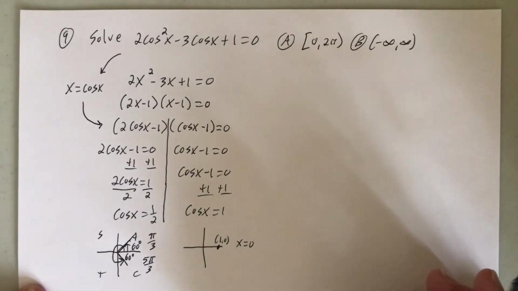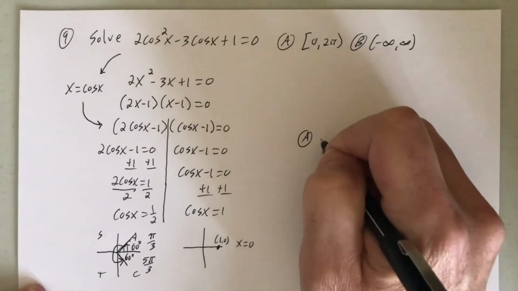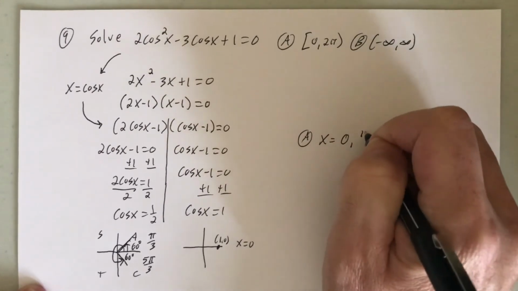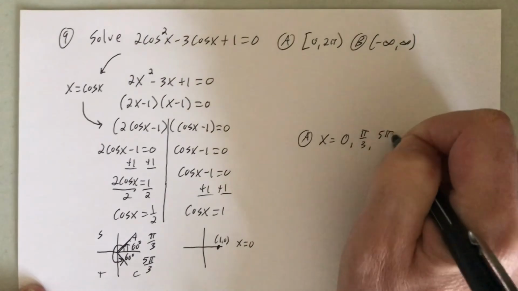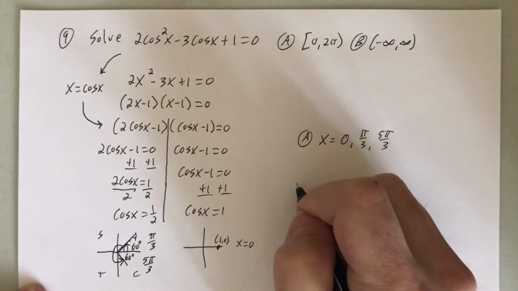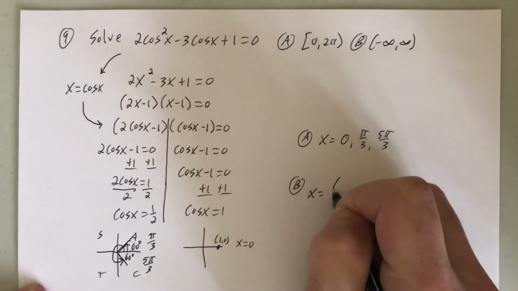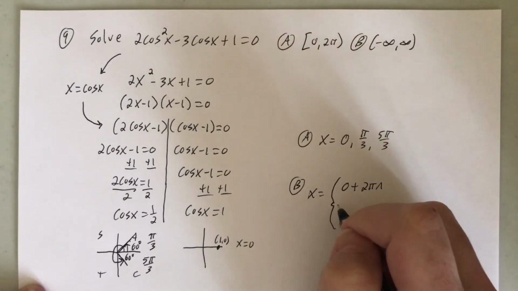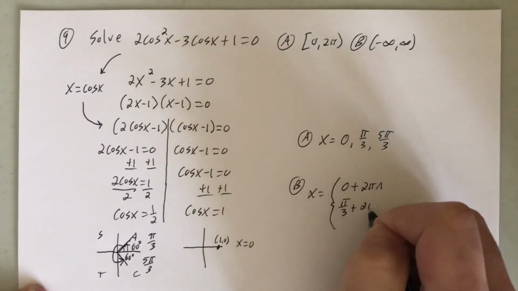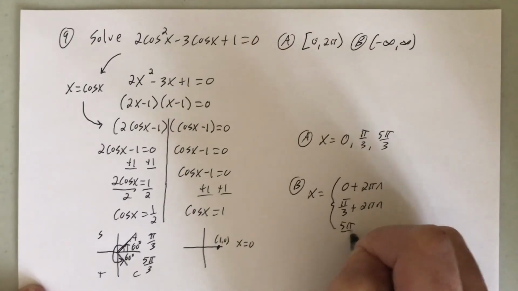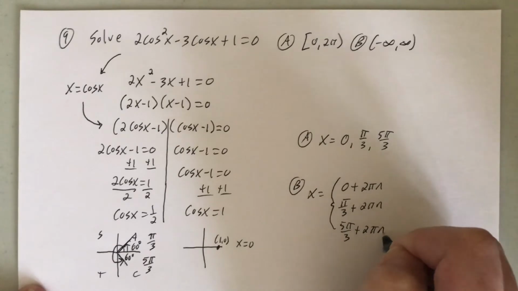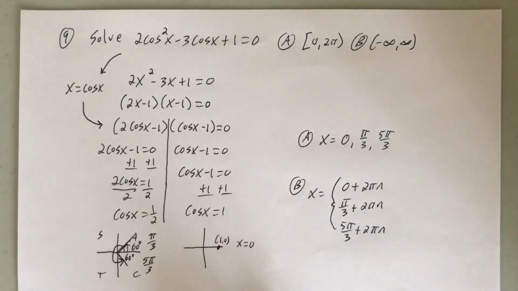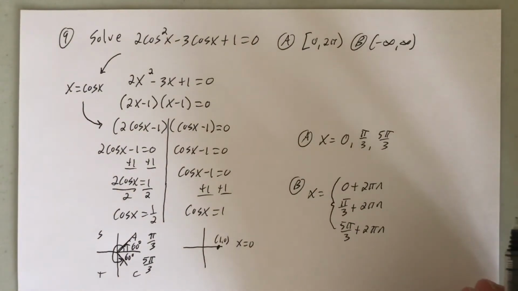So now we can list, for part A, x is equal to 0, pi over 3, and 5 pi over 3. And then for part B, x is equal to 0 plus the period times n, and then pi over 3 plus 2 pi n, and then 5 pi over 3 plus 2 pi n. All right, so hopefully you can see another factoring problem, and hopefully that makes a little bit more sense. We're going to look at another one in problem number 10.